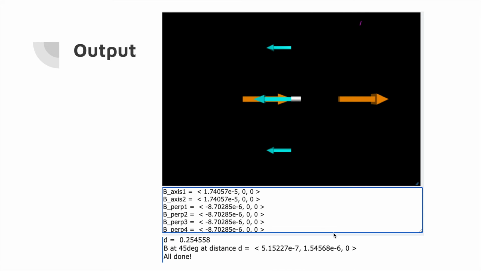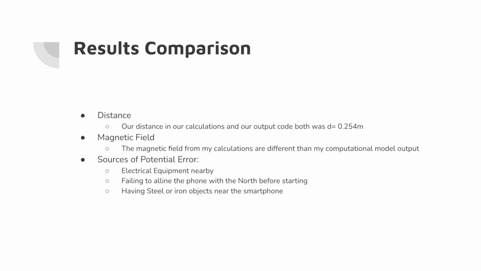And so now this is my code output. The orange arrows represent the points on the dipole axis and the blue arrows represent the points perpendicular to the dipole moment. The purple shows the off-axis magnetic field with the 45-degree angle. The arrows are scaled to the magnitude they represent. The text output shows the magnitude of the 45-degree angle and the distance d. This is important in our comparison.